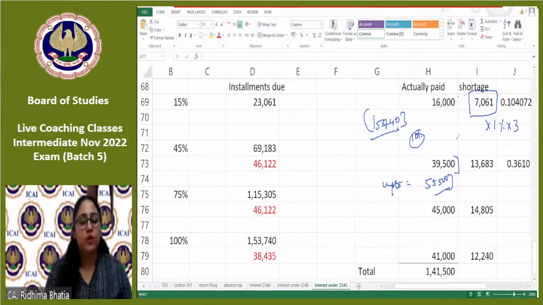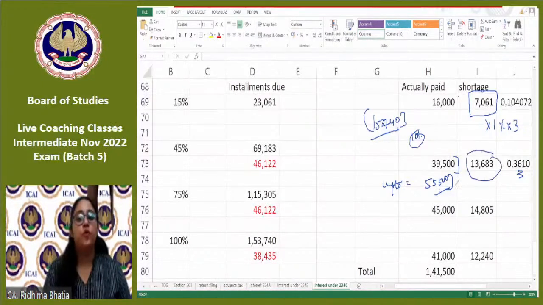There is a shortfall. No one is denying the shortfall, but the government is giving a relaxation, that okay, if 45 is not happening, then get 36 done. So 55,500 is coming almost exactly to 36%. So that means on this shortfall, there is no interest applicability.